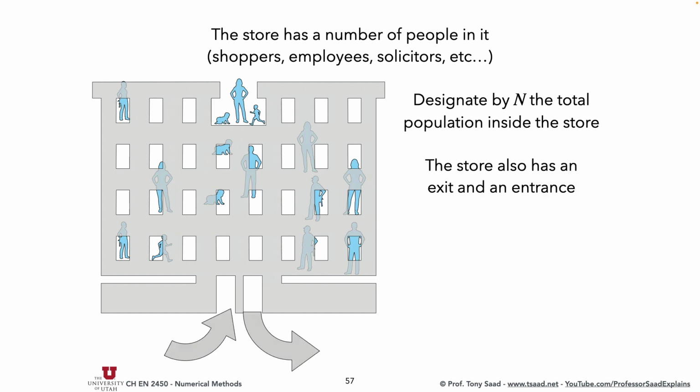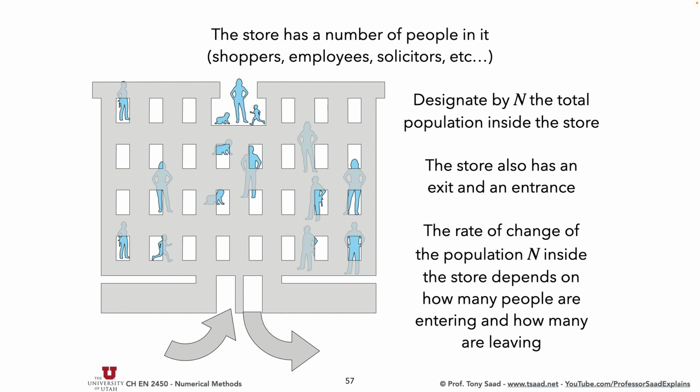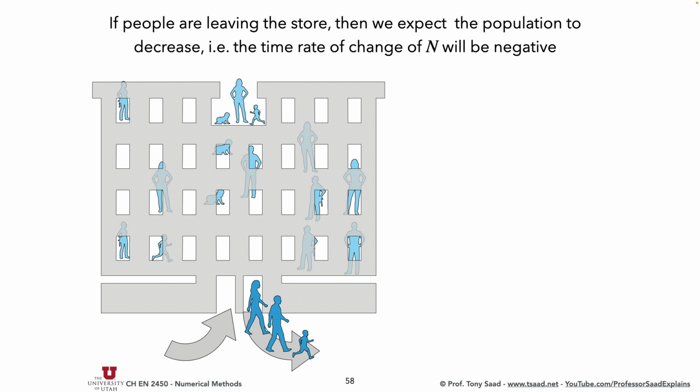The store also has an entrance or multiple entrances and an exit or multiple exits. So it's kind of obvious that the rate of change of people inside the store depends on how many people are coming in and how many people are leaving. The rate of change of the population, N, depends on how many are entering and how many are leaving. If people are leaving the store, then we expect the population to decrease. So what does that mean for the time rate of change of N?